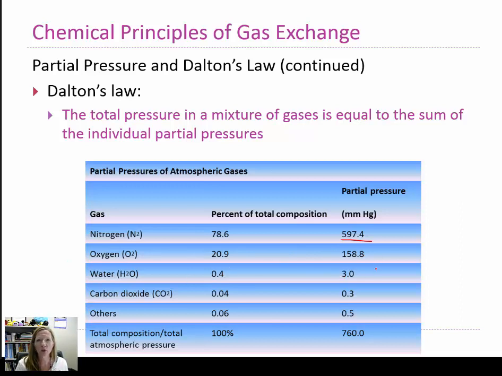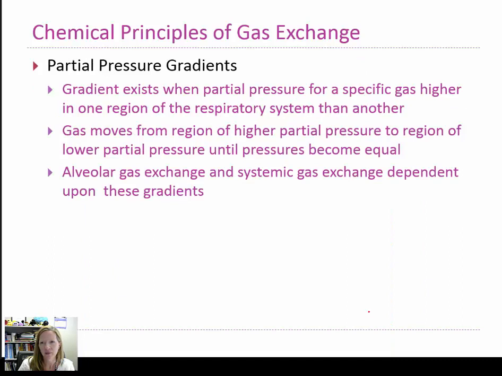And of course, I'll tell you which partial pressures you will need to know later on. But there's oxygen, there's water, there's carbon dioxide, and then there's all the other ones. So that's 100%, which should equal 760 millimeters of mercury. Just make sure you know that if this total atmospheric pressure changes, like if you go to altitude, it's going to change all these numbers as well. So we'll look at that later on.